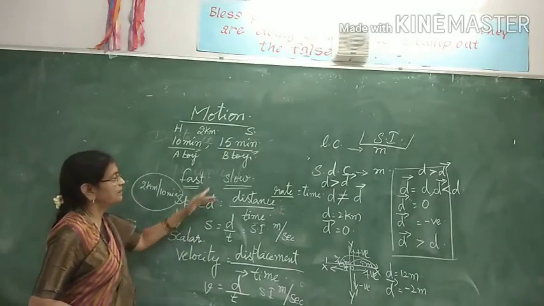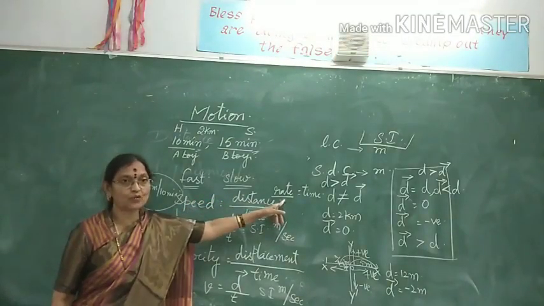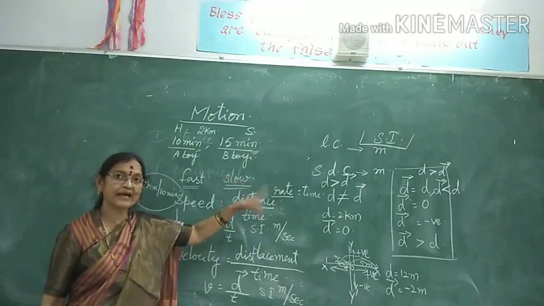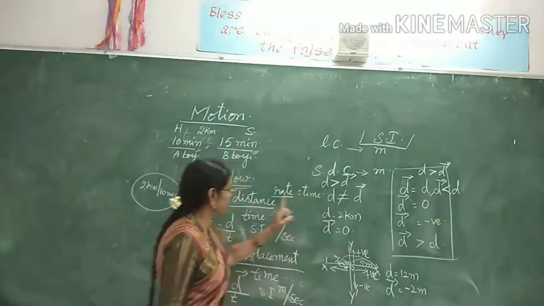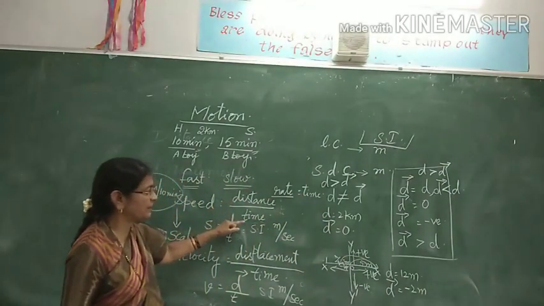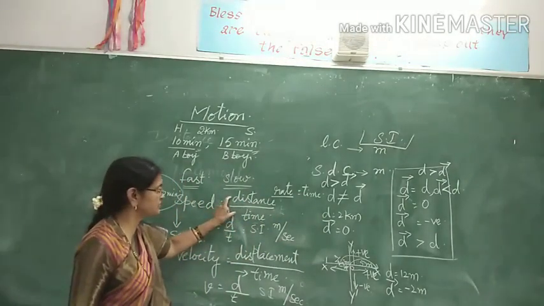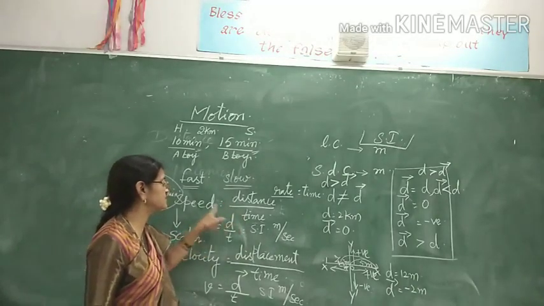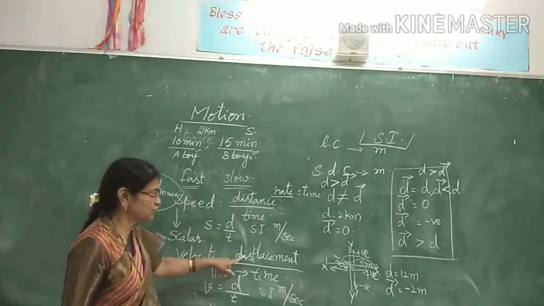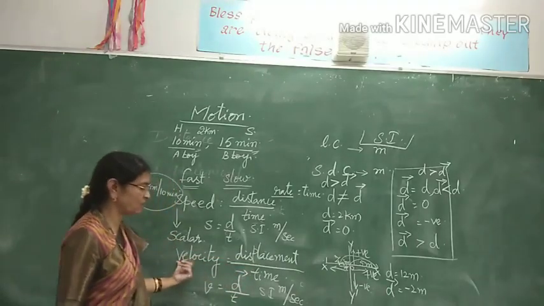This speed can be related to time, always with respect to time. Rate represents time in physics. So distance covered by a moving body by time. The ratio of distance to time, according to mathematics, is speed. The ratio of displacement to time is velocity.